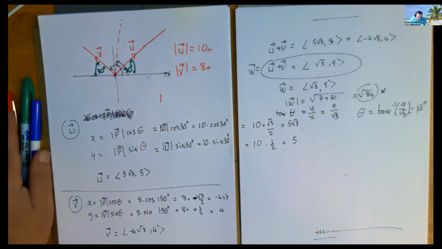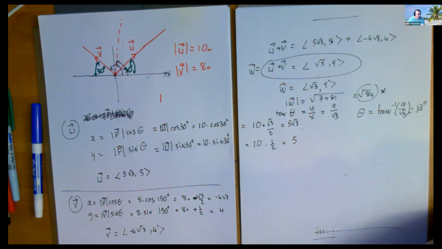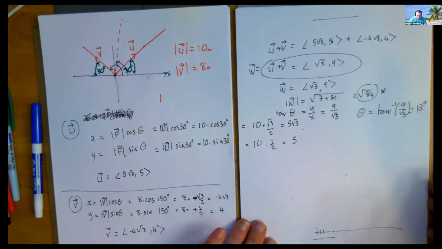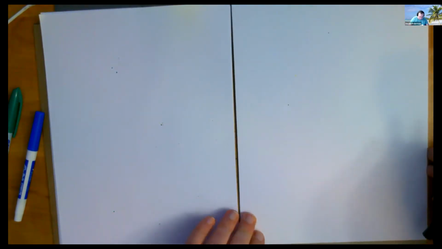Any questions about the types of puzzles that we've done so far? Are we comfortable with those? Okay, then I shall move on. And this time, we're going to look at two vectors.